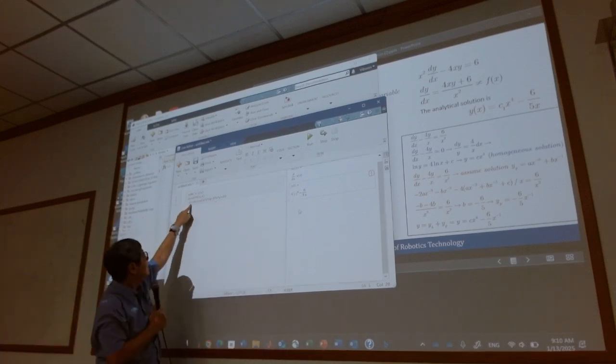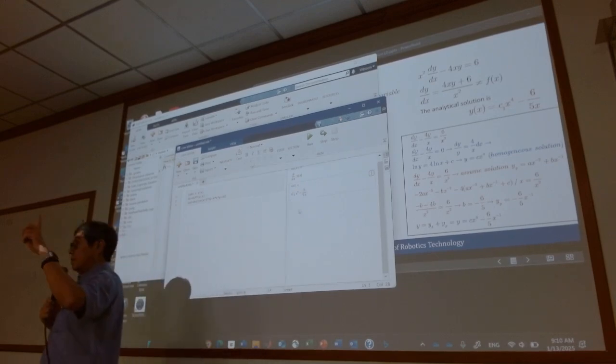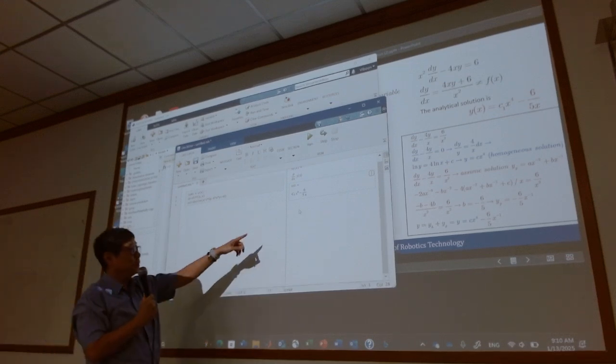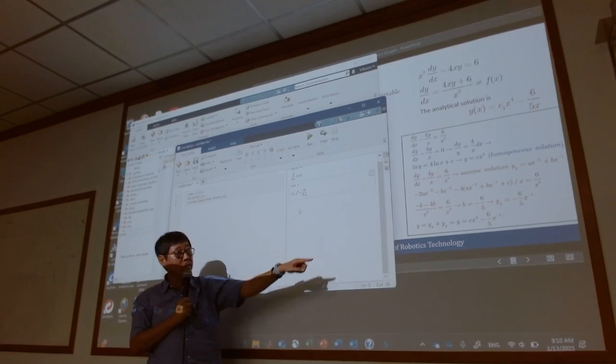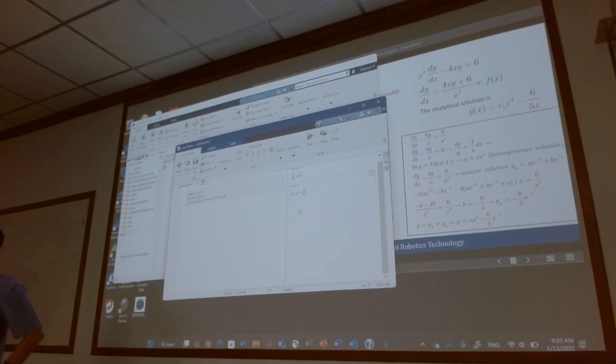Solution equal. C1 is a constant, right? C1 is a constant. It needs to be evaluated if you have an initial condition. Okay? So that's the solution. Similar to that one. So how easy is this?